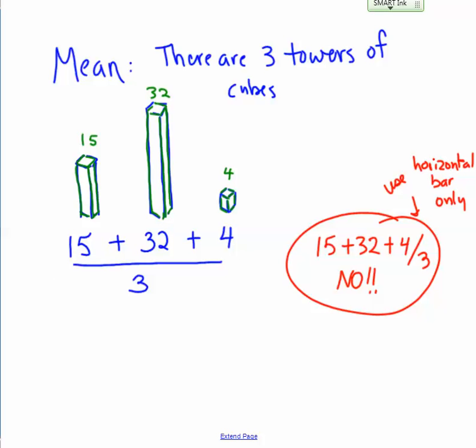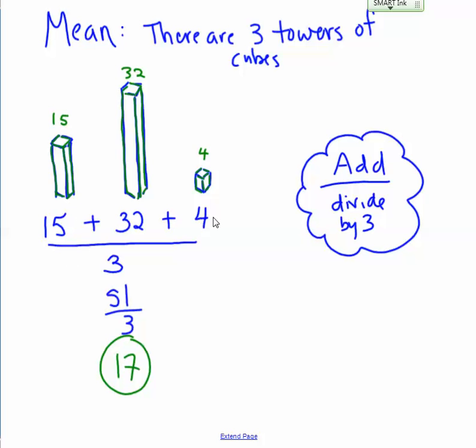So I simply add first 15, 32, and 4, and I get 51. And then it's 51 divided by 3. It's like I redistributed those 51 cubes into 3 equal towers, and I get 17. So if I redistribute these 32, and I put 2 here and the rest on top of here, every tower would have 17 cubes, because 17 times 3 is 51, and the sum of those 3 numbers is also 51.